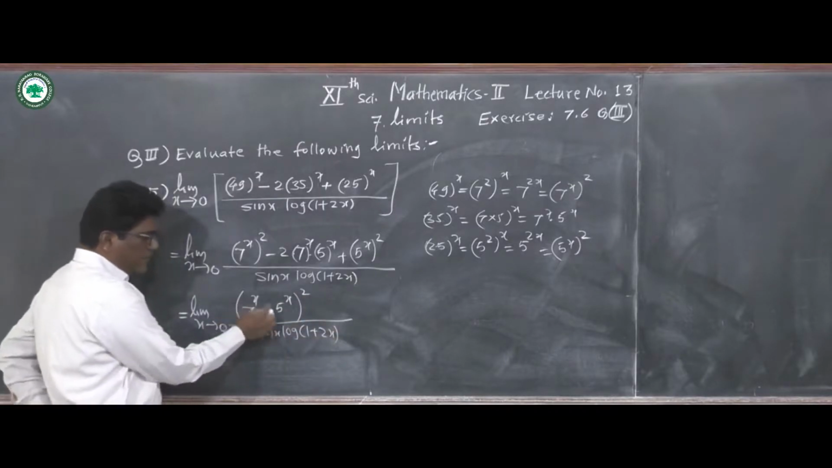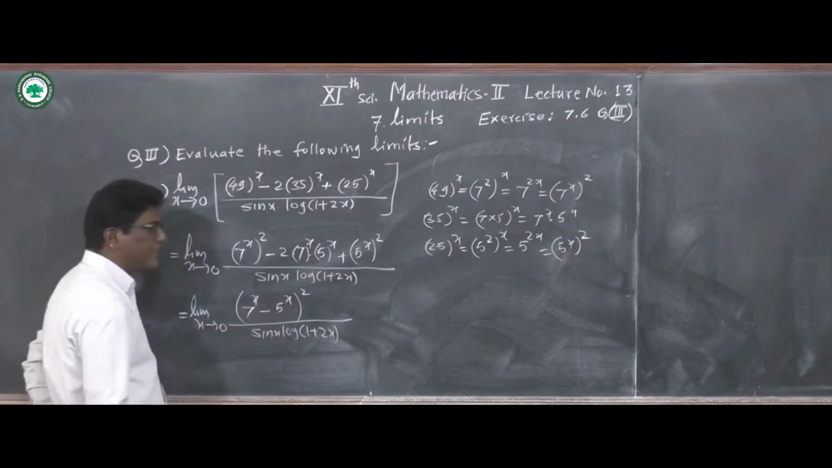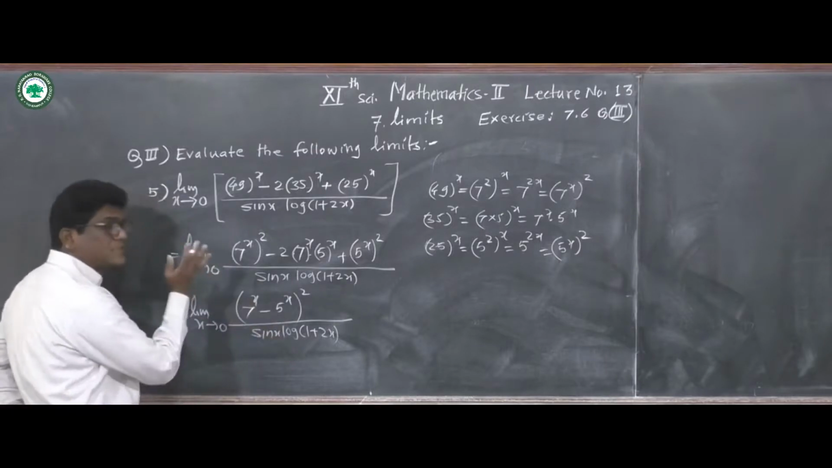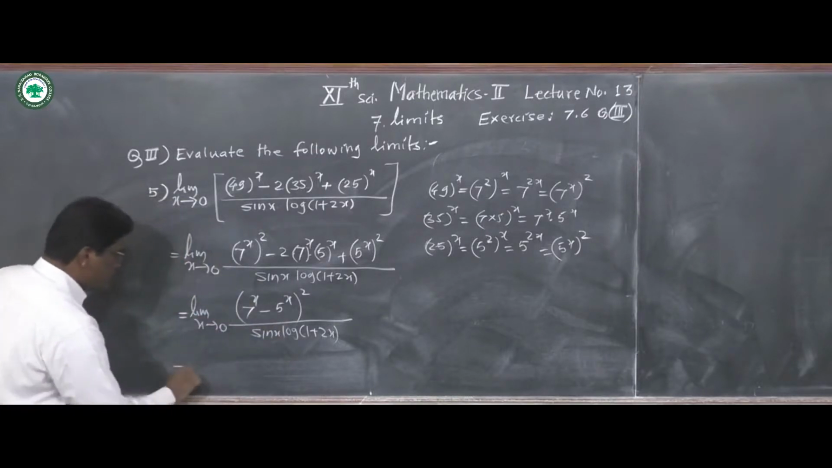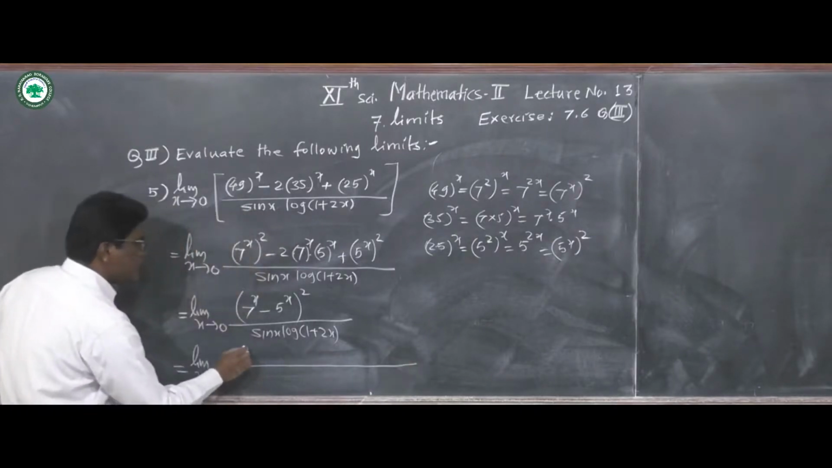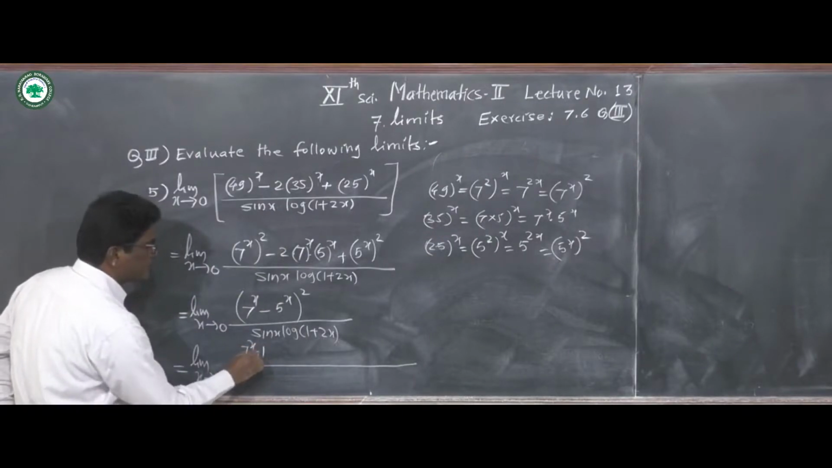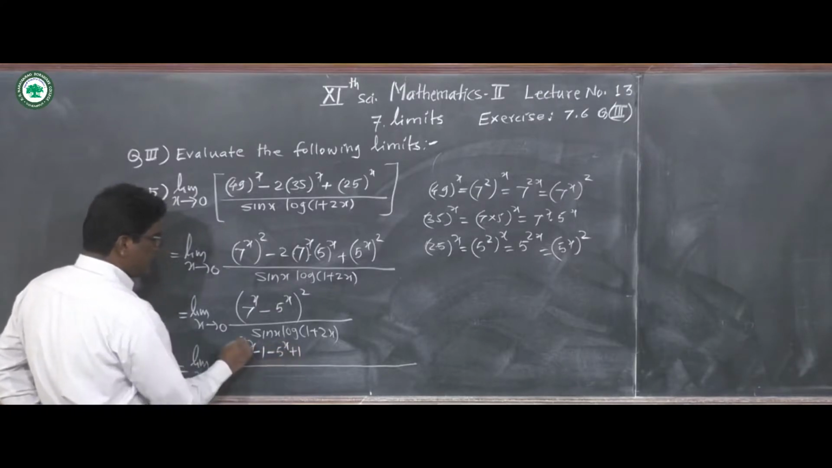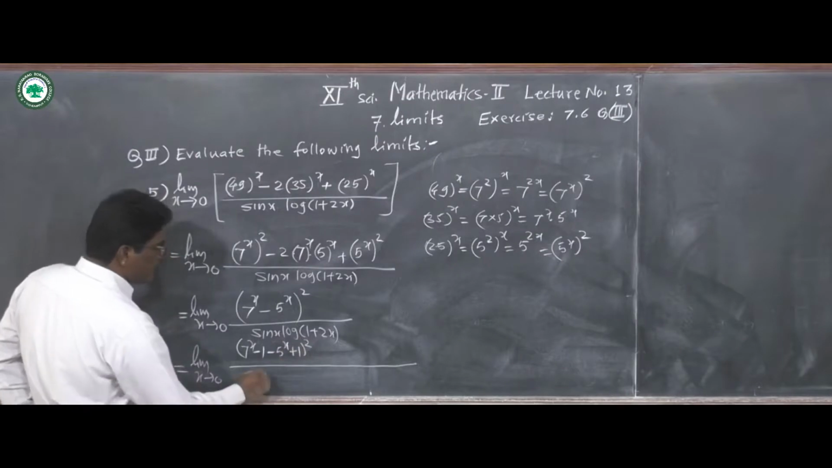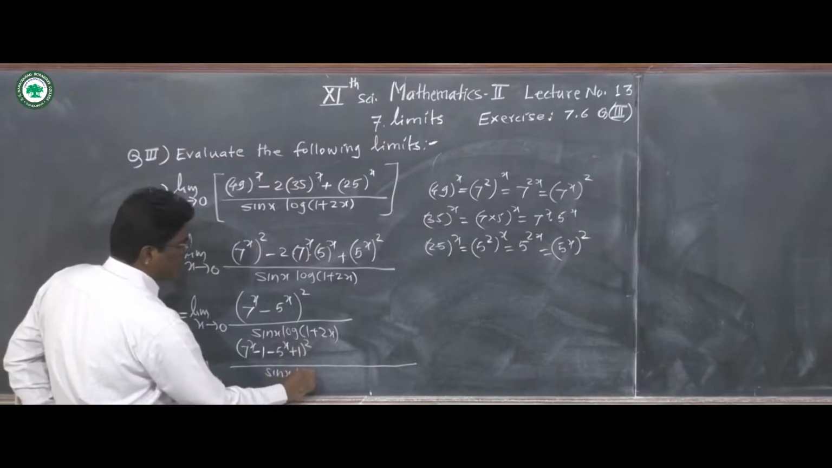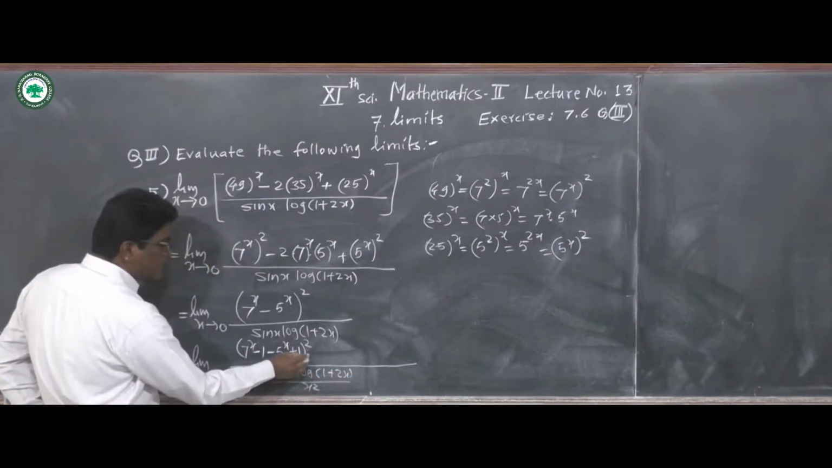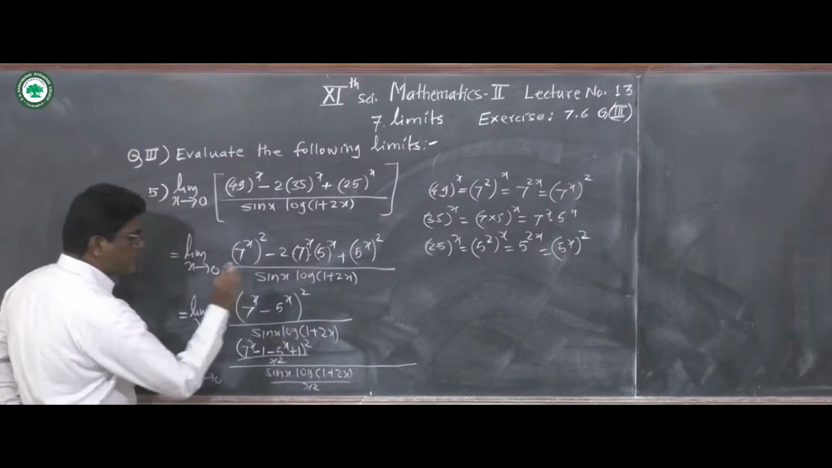Now here since a to the power x is present, we have to adjust here plus 1 and minus 1, and also we have to divide the denominator by x square and also the numerator by x square. So it is equal to limit as x tends to 0, (7 to the power x, take here minus 1, we adjust this minus 1, minus 5 to the power x and take here plus 1) squared, divided by sin x into log of 1 plus 2x, and now divide this denominator by x square, also divide this numerator by x square.